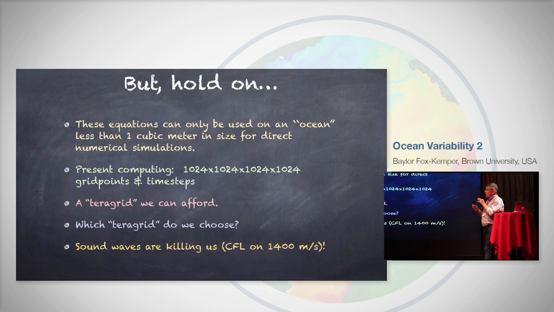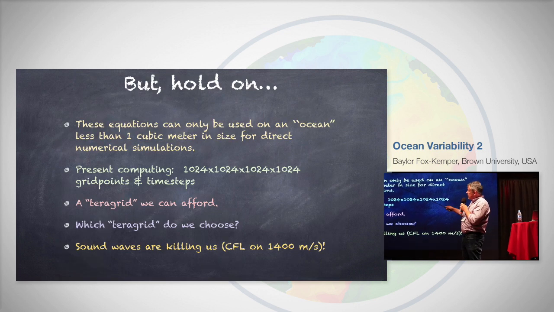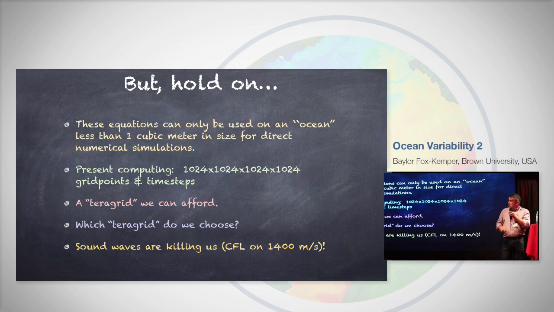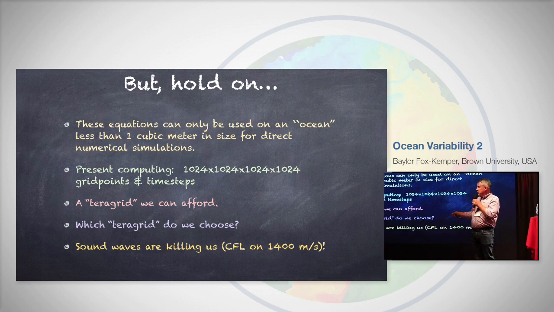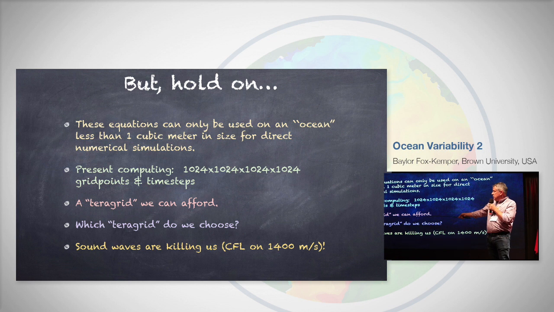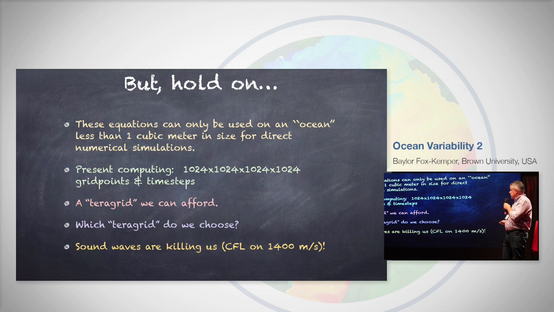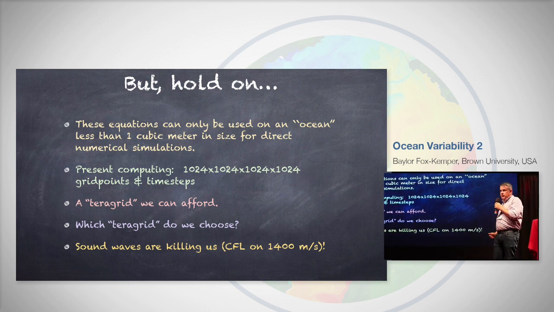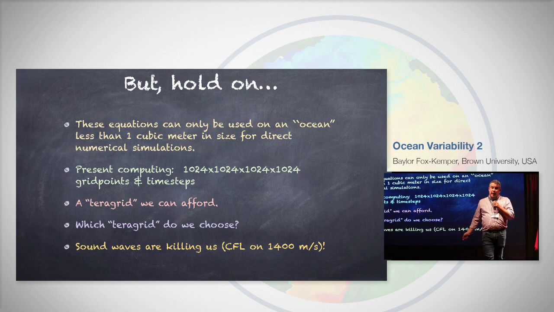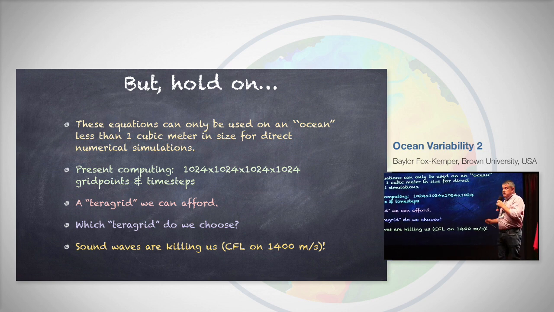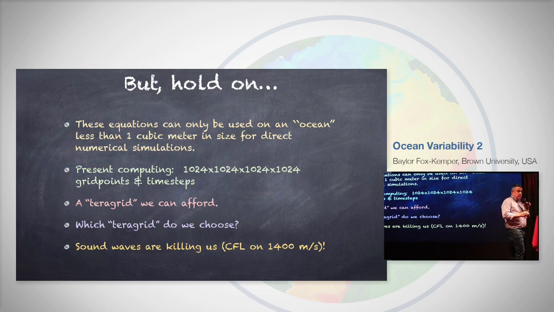So the way that I think of it, these equations can only be used for about 1 cubic meter in size. With present computing on a reasonable sized cluster, we can take 1024 X modes, 1024 Y modes, 1024 Z modes, and 1024 time steps, or shuffle them if you have more interest in one or the other. That's about a kilo, mega, giga, teragrid of simulation data that we can move around. So we get to choose where our teragrid sits in space and time.